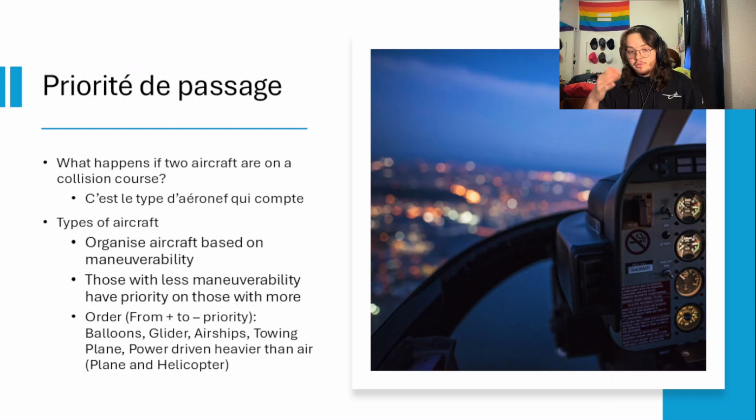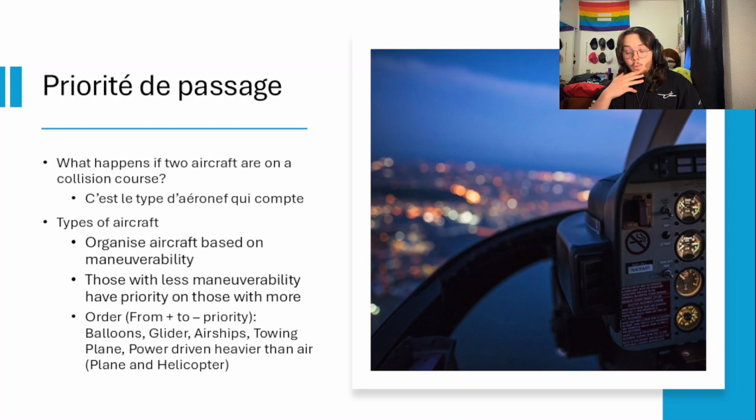The order of maneuverability from least to most, conversely, most to least priority, goes as follows: hot air balloons, gliders, airships, so blimps, towing planes, and power-driven heavier-than-air aircraft. That would be planes or helicopters.